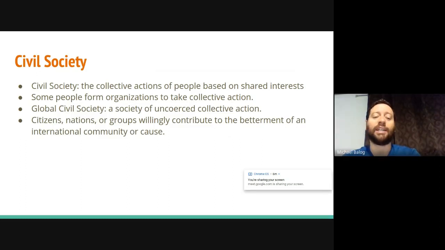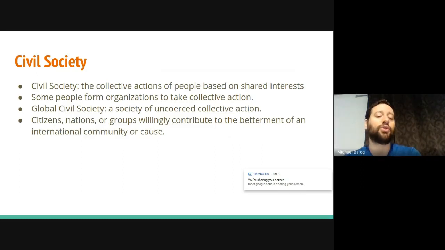So civil society is just people getting together, trying to take some action based on their shared beliefs and their shared interests. And global civil society is talking about groups of people around the world who get together to try and take some action on some issue. And this is without any coercion from any outside body. So this is just people getting together, trying to make change.